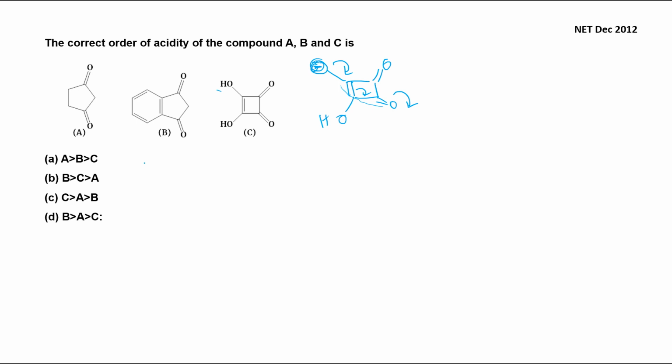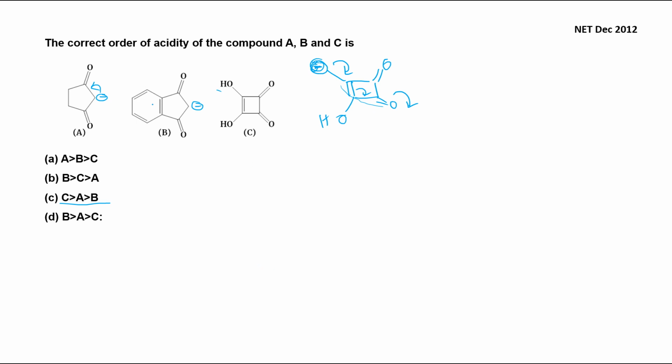But if I consider A and B, here stabilization of the negative charge is possible by delocalization on both sides, and here also, but it is not like C. So C will be maximum acidic, and if C is maximum acidic, it is squaric acid, then obviously the option with C first should be correct. But why is A more acidic than B?